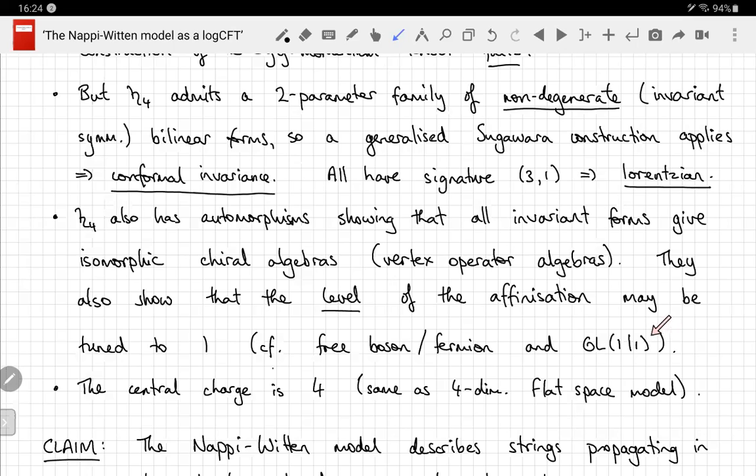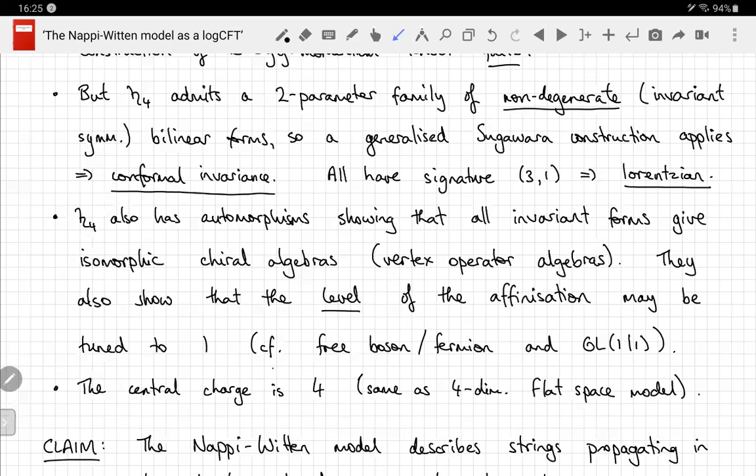It also doesn't really have a level. You can just tune it to be 1. So this is relatively simple and gives you hope that the string theory that you're looking at here is not too different from these flat space models like the free bosonic and fermionic strings.